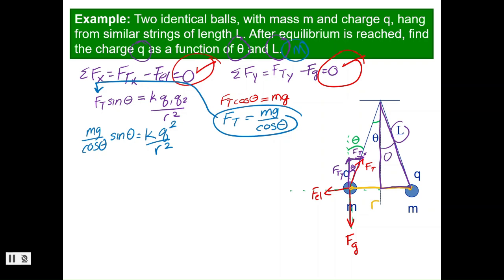And then I have a theta right here. So if I look at this triangle, R over 2 is going to be that opposite side of the triangle where L is the hypotenuse. So I could write an equation for sine theta, and I can say that sine theta is going to be R over 2 divided by L. And then if I solve for R, R is going to equal 2L sine theta.